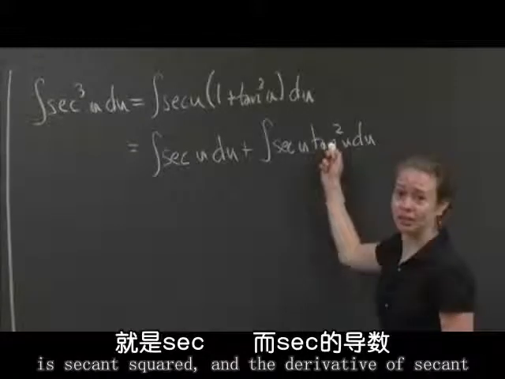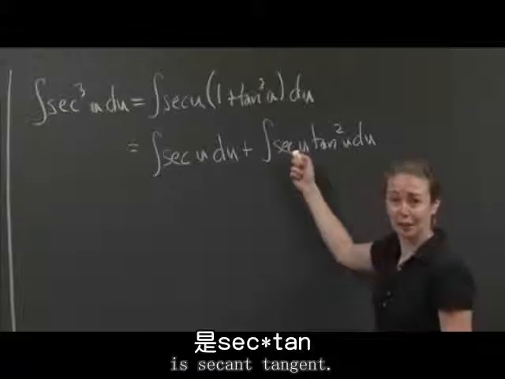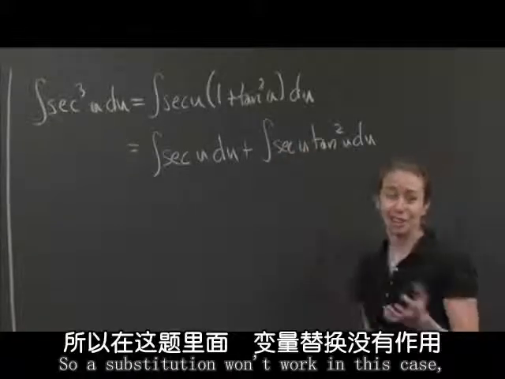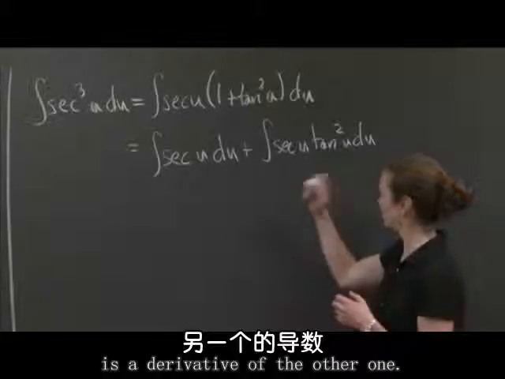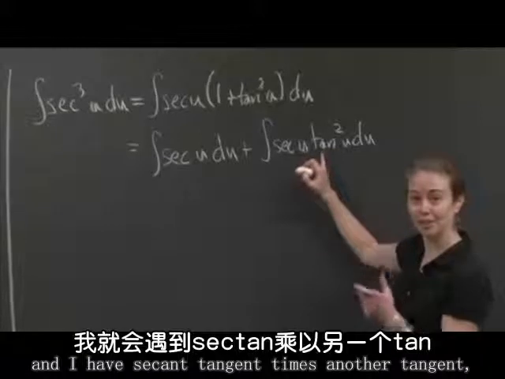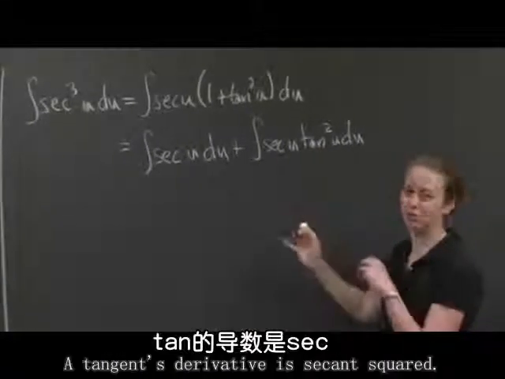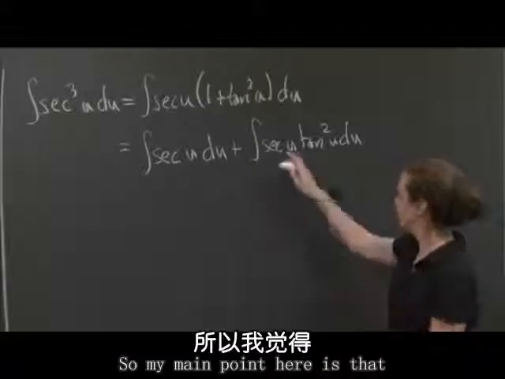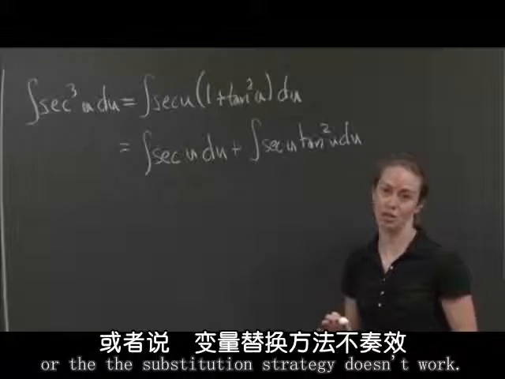This has promise, but it's not going to work for us right away, because the derivative of tangent is secant squared, and the derivative of secant is secant tangent. So a substitution won't work in this case because neither one of these functions is a derivative of the other one. If I move off a tangent and have secant tangent times another tangent, it's not the right derivative. Tangent's derivative is secant squared. So my main point is that the substitution strategy doesn't work.